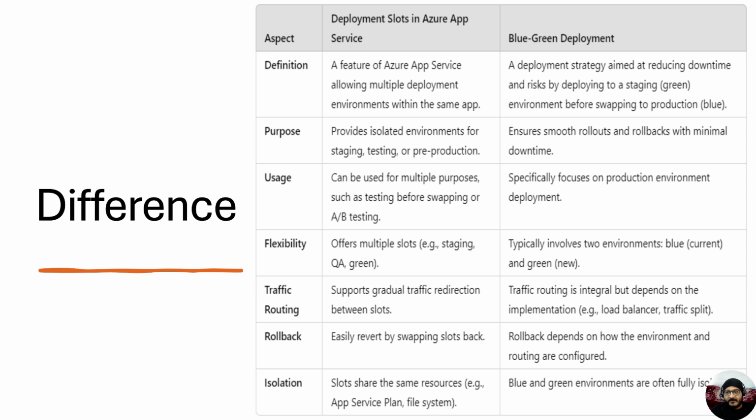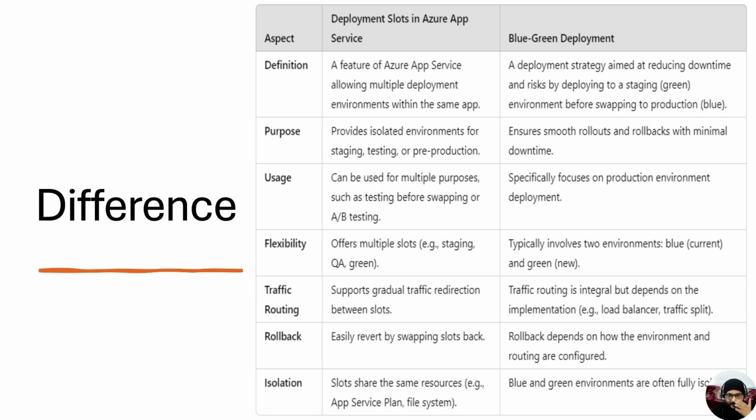Now when it comes to blue-green deployment, traffic routing is integral but depends on the implementation, like how you want to redirect, whether you are using a load balancer or traffic manager. Now rollback: easily revert by swapping slots back. In deployment slots, we just have to swap the slots. And in blue-green deployment, rollbacks depend on how the environment and routing are configured.